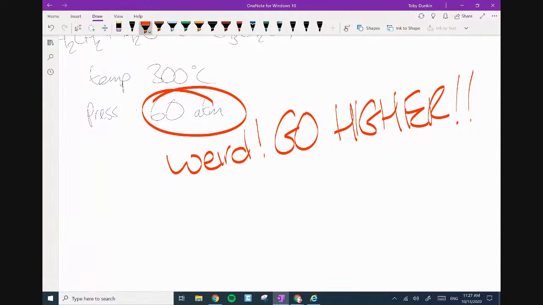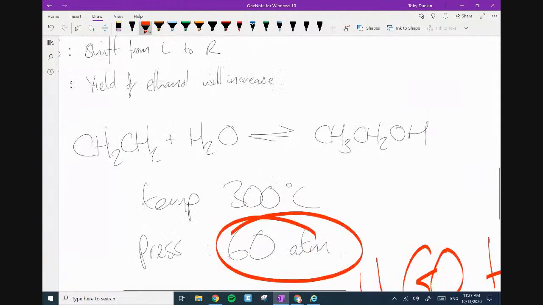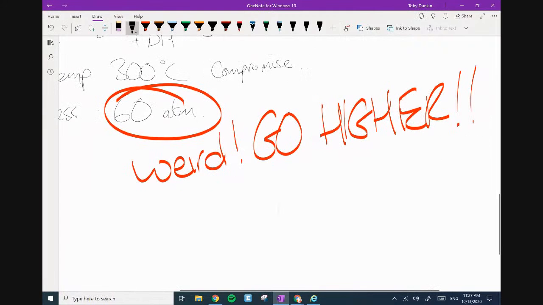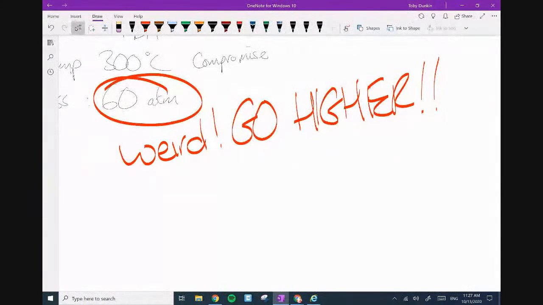Is there another reason for the high temperature? No, the high temperature is because we know that the forward reaction is exothermic. Forward reaction is exo, backward reaction is endo. If I increase the temperature, it'll push it back. This is a compromise. Reasonable rate, reasonable yield. This is also a compromise.